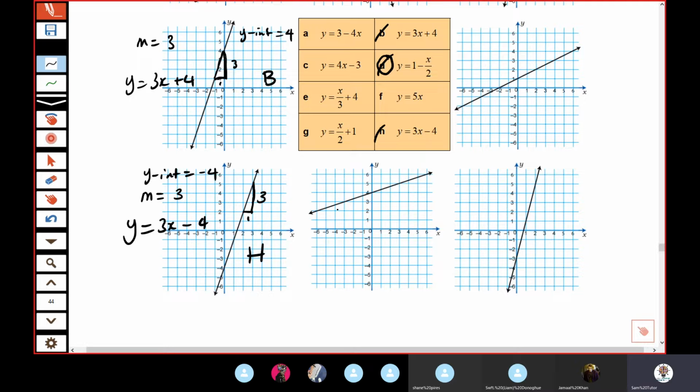Shane, then this one here. So the y-intercept, that is 4, and the gradient is... Now, do you want to draw it, or do you think you can find it?